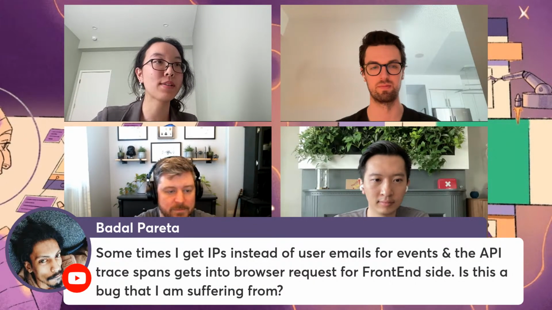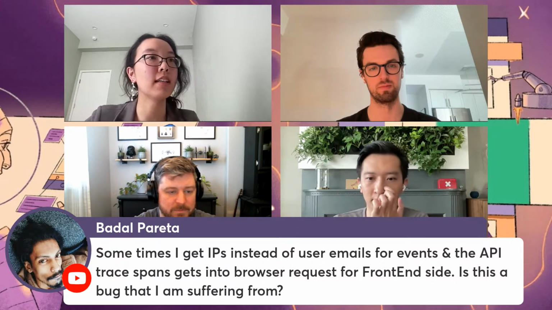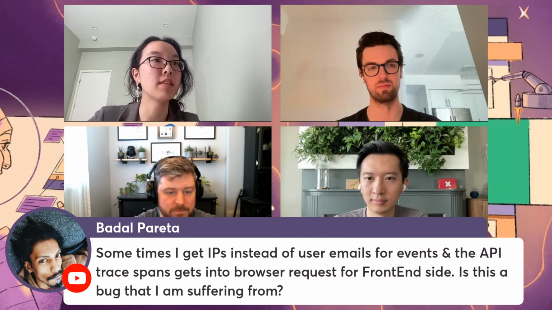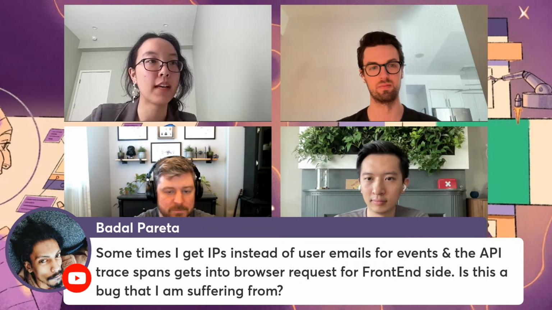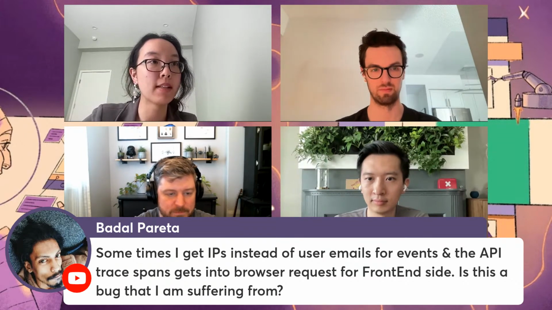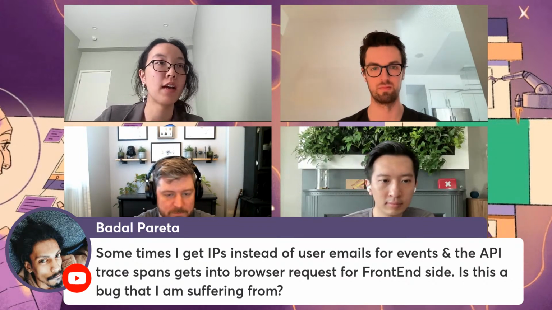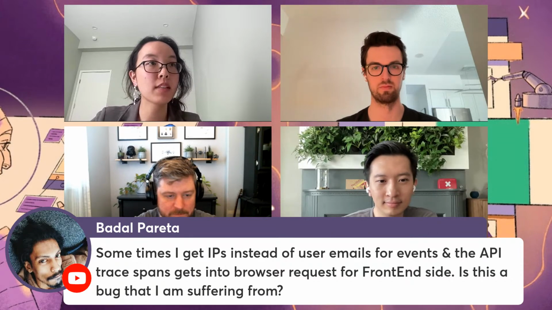Great. We also have a question from Badal, and he asks, sometimes I get IPs instead of user emails for events, and the API trace bands gets into browser request for the front end. Is this a bug that I'm suffering from?